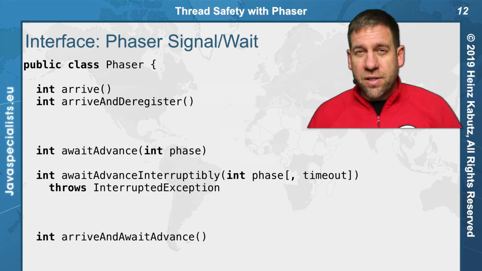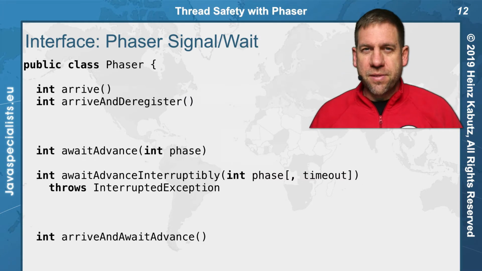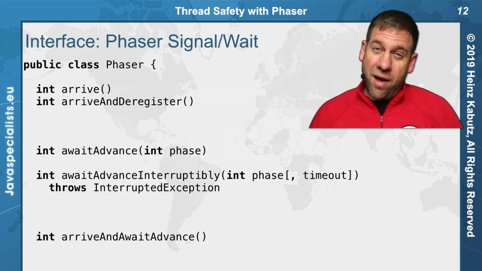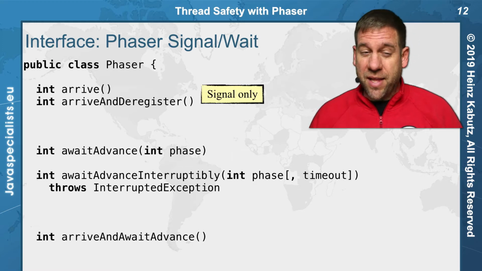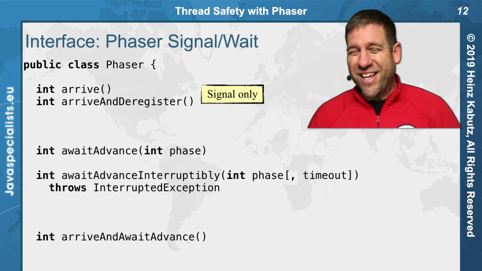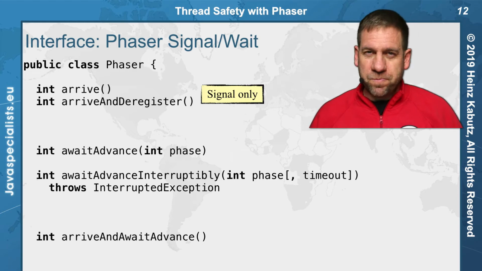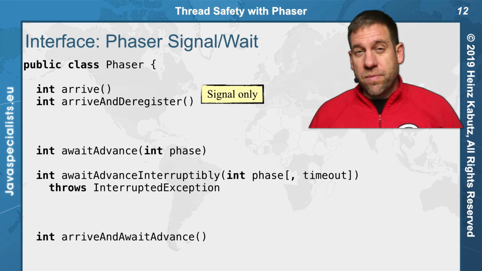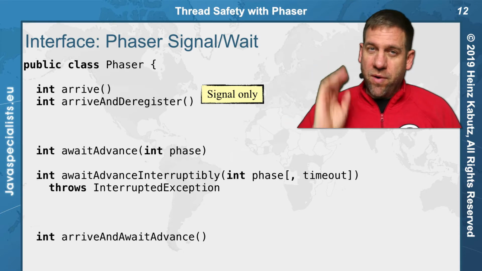With the phaser, we can signal other threads who are waiting that we have arrived. Now, arrive does exactly that. And arriveAndDeregister decreases the number of registered parties from the phaser by 1. So we can use these to signal, to say we've arrived.